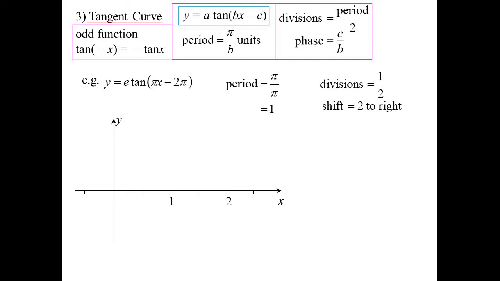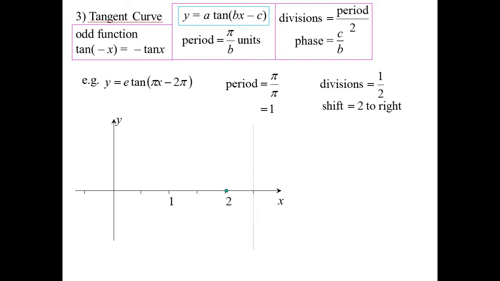Okay, let's mark in our information. So mark off those divisions. How does a tan curve go? Well, it normally starts at the origin, but I've shifted 2 to the right, so I'm going to start at 2. The pattern for a tan curve: x-intercept, asymptote. X-intercept, asymptote. So let's do that.